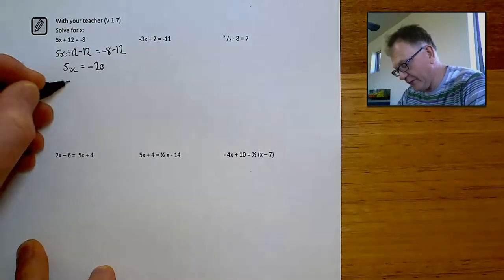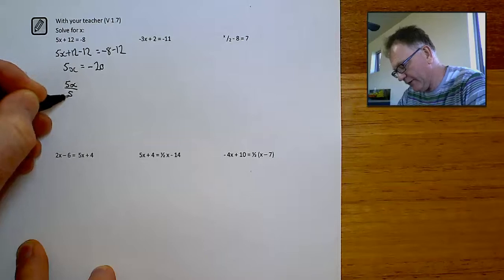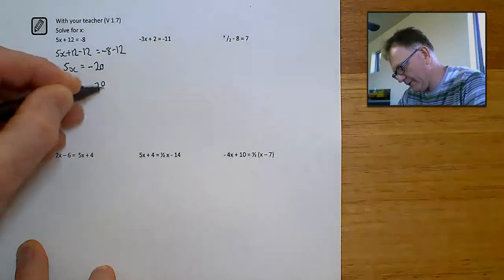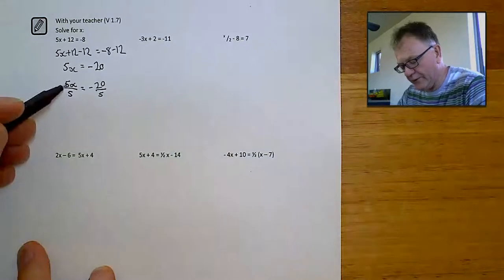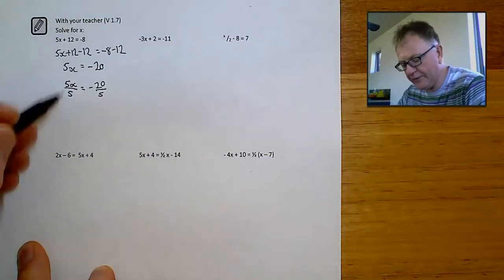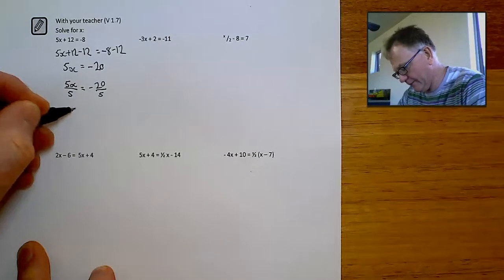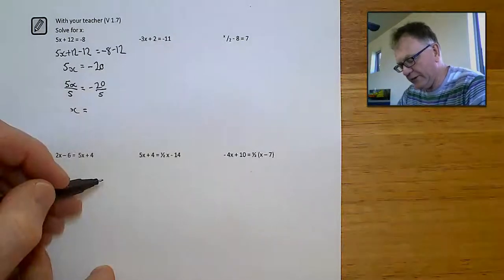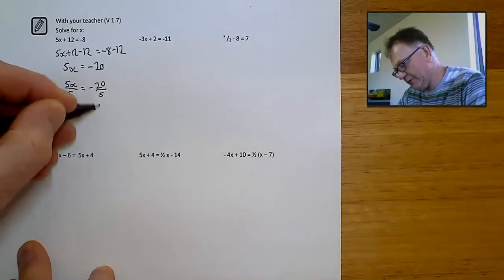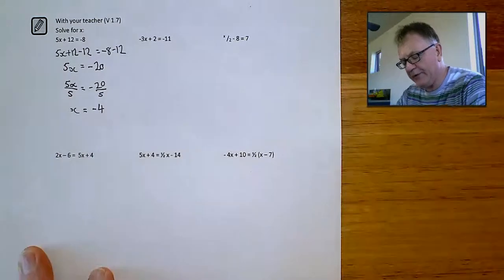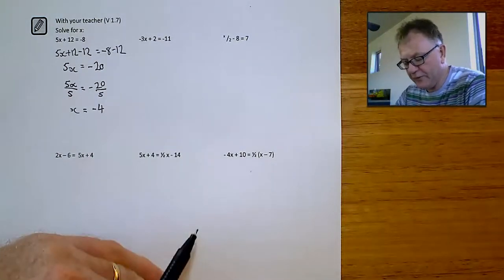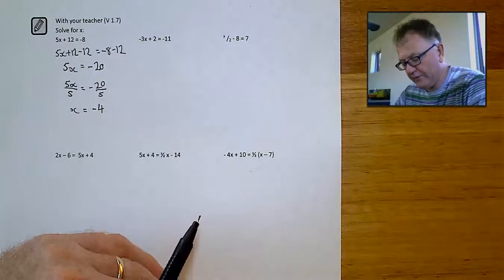If I was to get both sides of the equation and divide them by 5, it will get rid of the 5's from this side. They'll cancel if you like. 5x divided by 5 is just x. And negative 20 divided by positive 5 is going to equal negative 4. That's my answer to the equation. If you put this minus 4 back up into the original question, it will make it work. 5 times negative 4 plus 12 does equal negative 8.